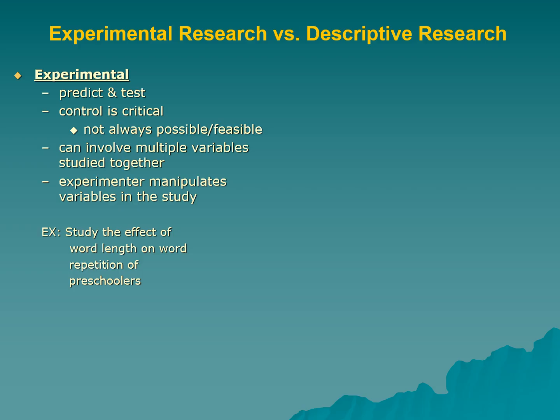Here, let's compare the two subcategories of basic research. Experimental research predicts and tests hypotheses. And in experimental research, control conditions are critical, although they are not always possible. Also, experimental research usually involves multiple variables, and the experimenter would manipulate multiple parameters in a study. For example, we could study the effect of word length on word repetitions for preschoolers.